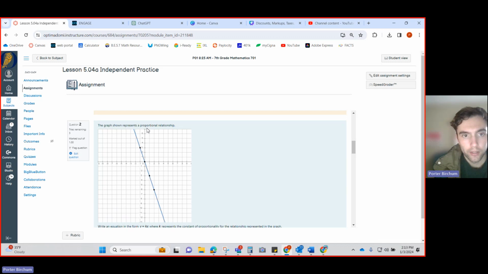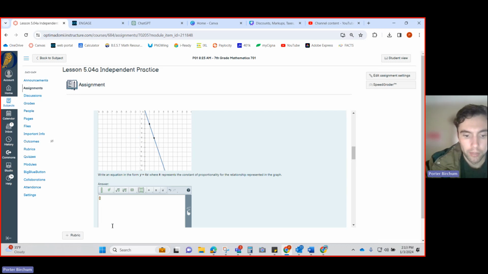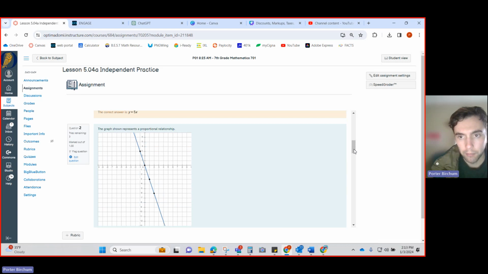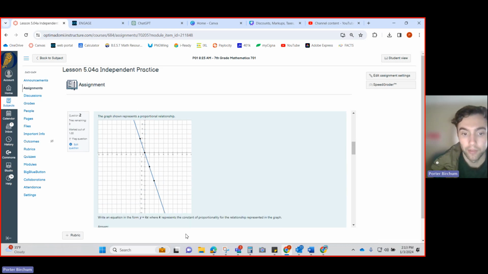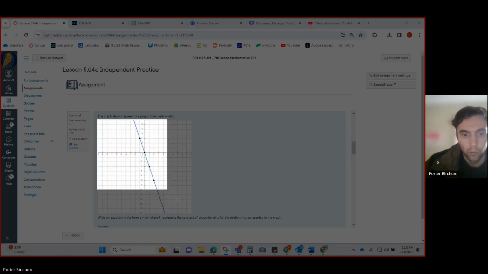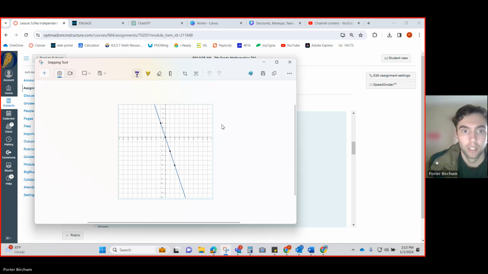Question 2. The graph shown represents a proportional relationship. Write an equation in the form y equals kx, where k represents the constant of proportionality. So my answer for this question is going to look like y equals something x. To find out what that missing something is, I think I have to find out what k is. I think I have to find out what my constant of proportionality is.